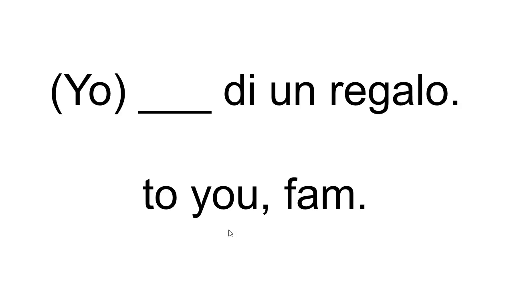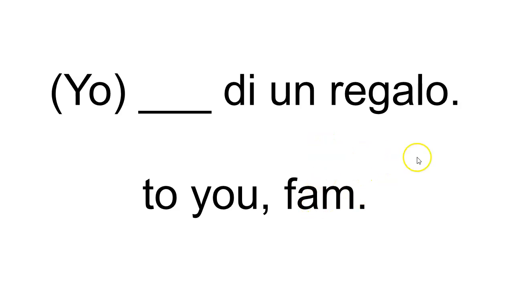Here's the practice part. I'm just going to ask you to supply the missing indirect object pronoun. We have a blank here, and you need to put an indirect object pronoun there. So this first one, yo di un regalo, I gave a gift. You give a gift to someone, so we need to know who that someone is in Spanish. Well, that's to you, and it's familiar. So how would I say I gave you a gift, or I gave a gift to you?